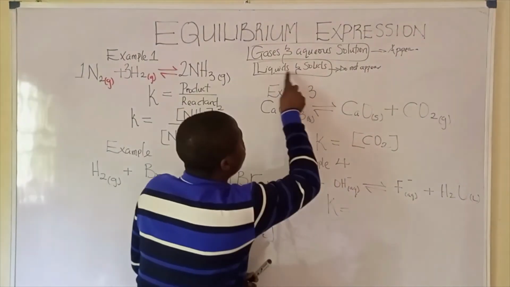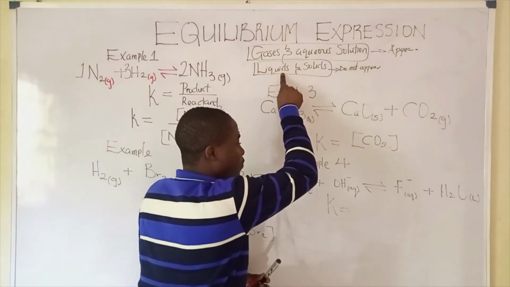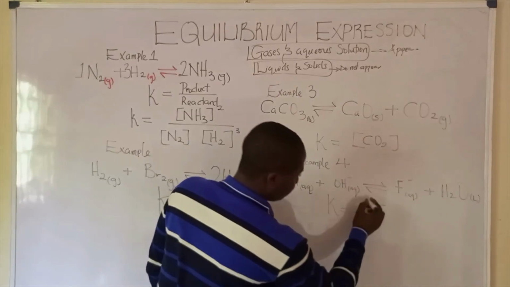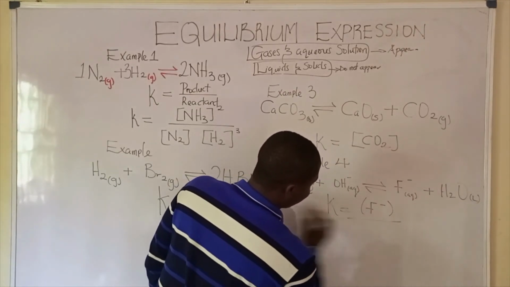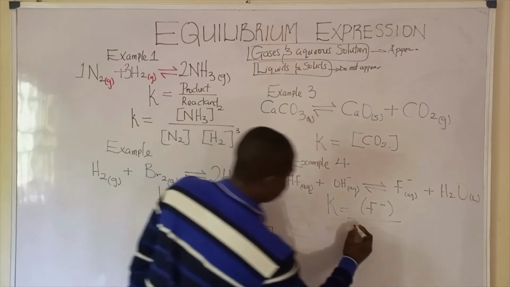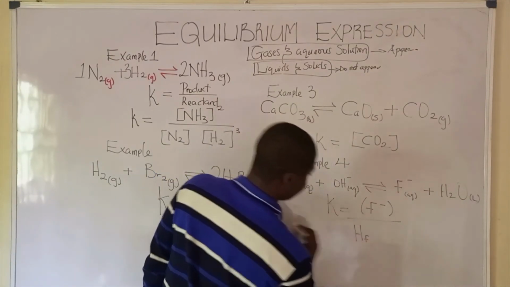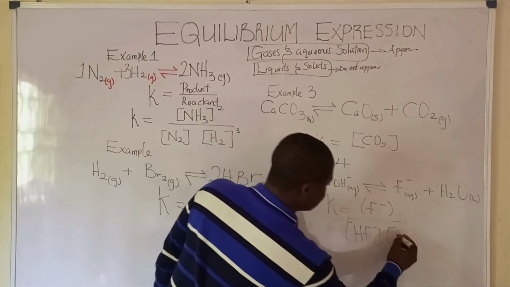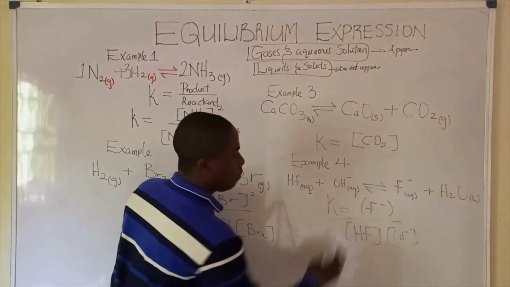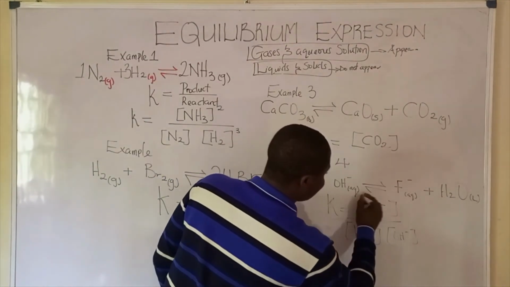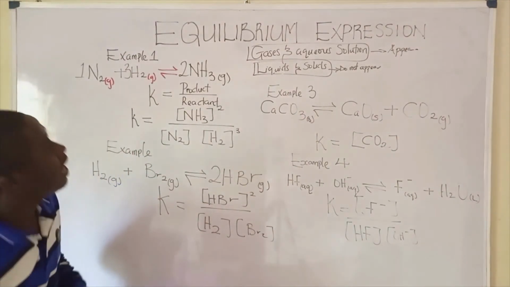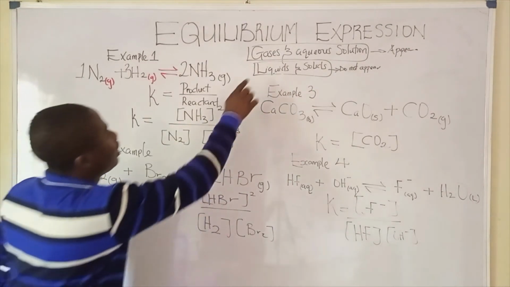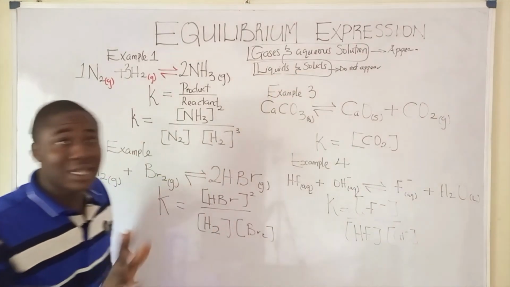So liquids do not appear when writing the equilibrium constant expression for reaction. So basically it becomes fluoride ion over the reactants, which are HF, OH minus. So basically these are the answers to the question. So you can see how to write the equilibrium constant expression for reactions. Take note, liquids and solids do not appear when writing the equilibrium constant expression.